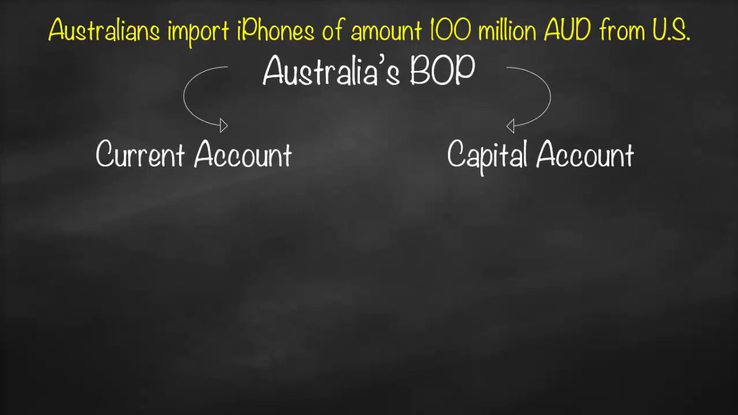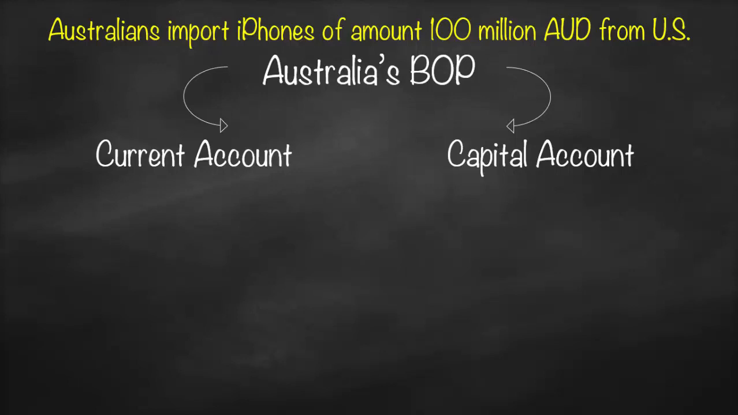Australians import iPhones of amount 100 million. Is import considered a one-way transaction or a two-way transaction? It's a one-way transaction. Why? Because we're not going to export these iPhones again to United States in the future. Therefore, since it's a one-way transaction, it will be reported under our current account.